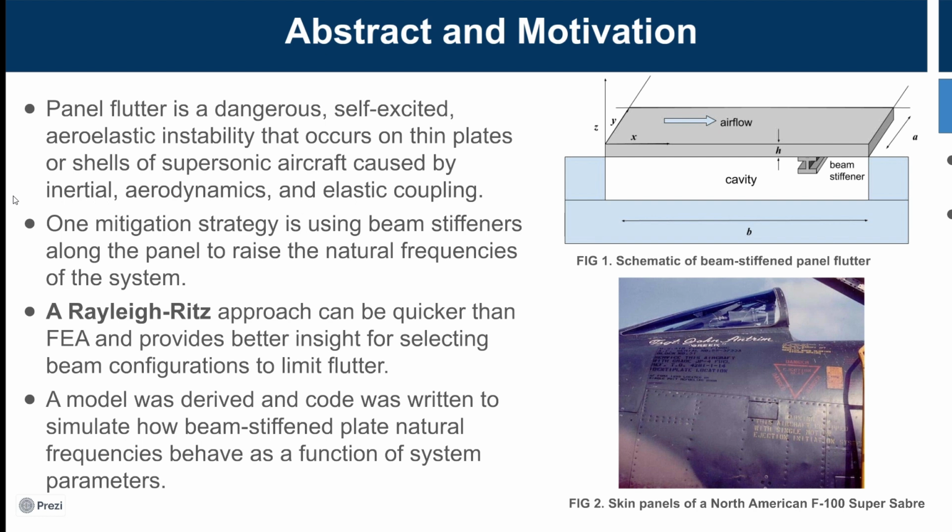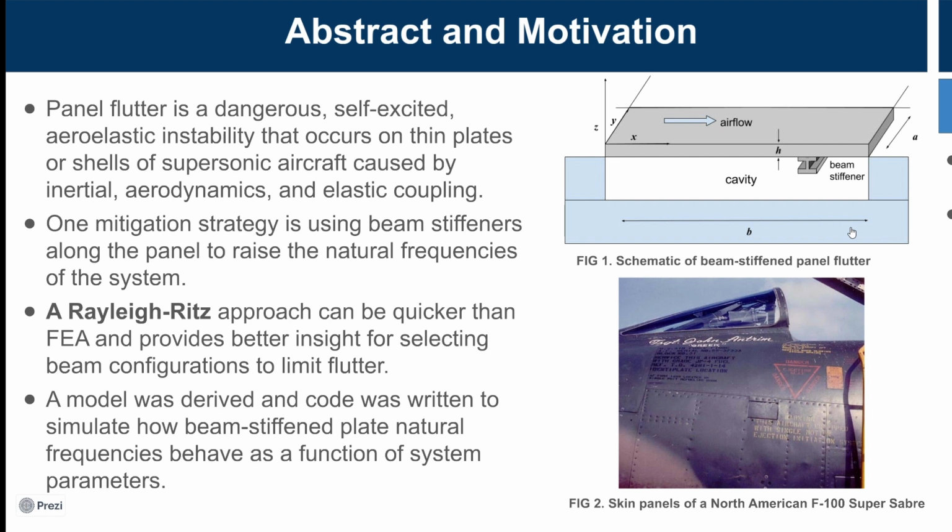One way that aircraft designers mitigate panel flutter is they add beam stiffeners that run across the plate to stiffen the plate and raise the natural frequencies, which typically delays flutter to a higher speed. Figure 1 provides a schematic of a beam stiffened plate in this aerodynamic condition.